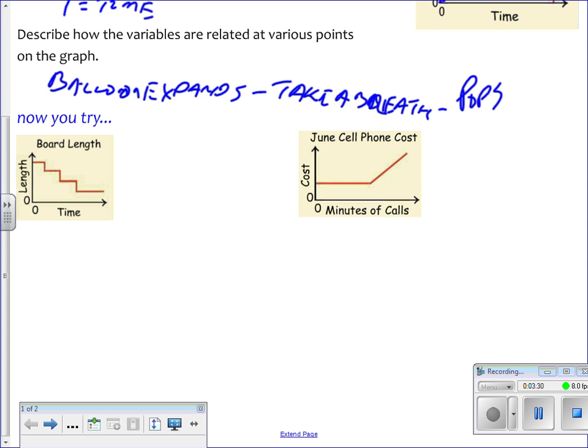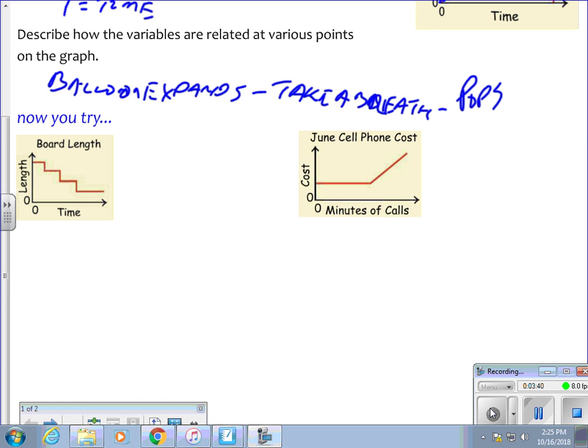It inflates, you take a breath. You inflate it, you take a breath. You inflate it, you take a breath, and then it pops. Try to describe what's going on with these two graphs. Okay? Let's take a look at these. So the first one, I would use L for length. And then, of course, T for time.